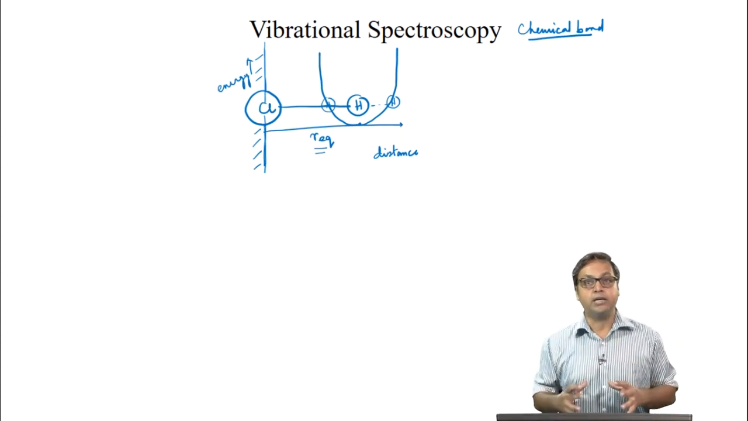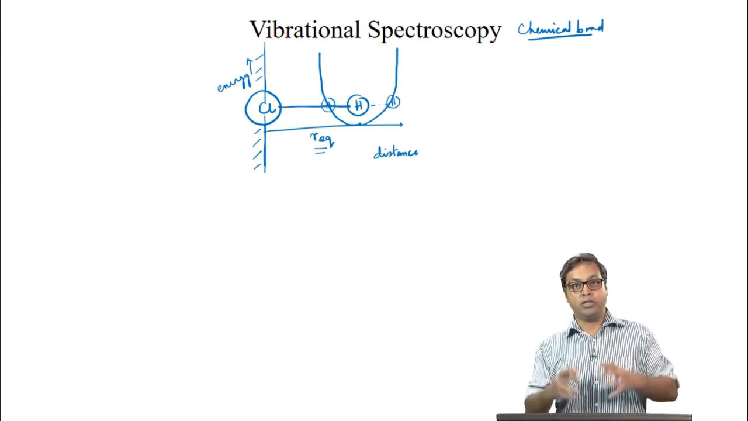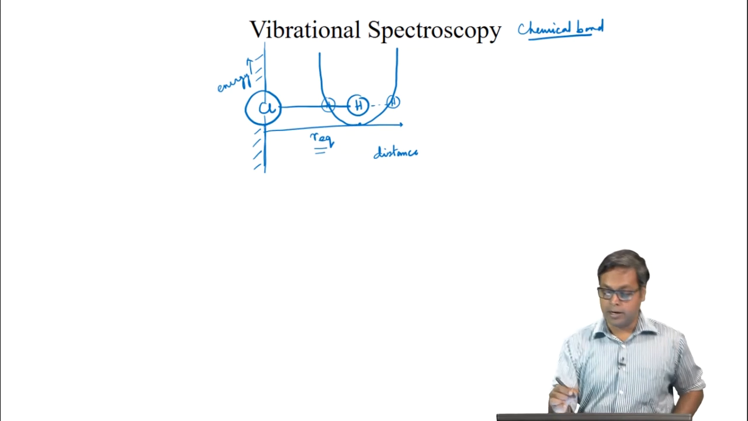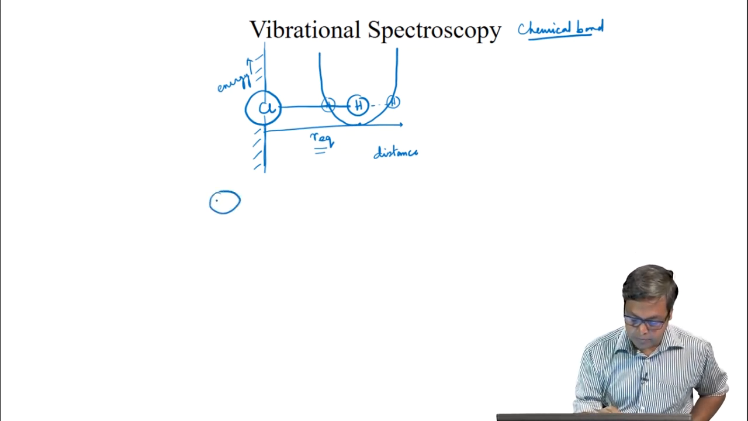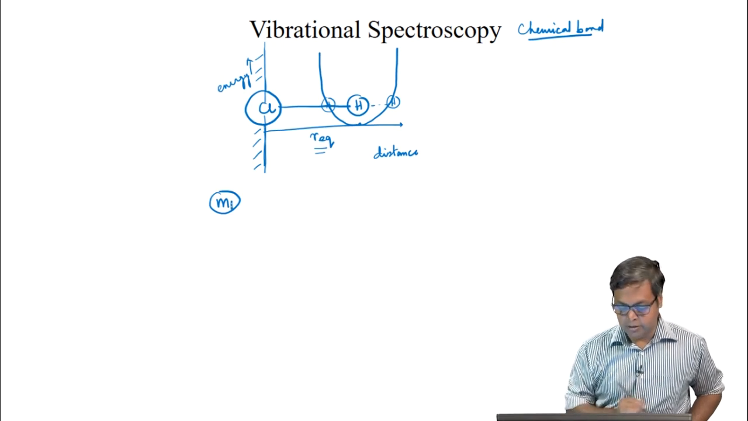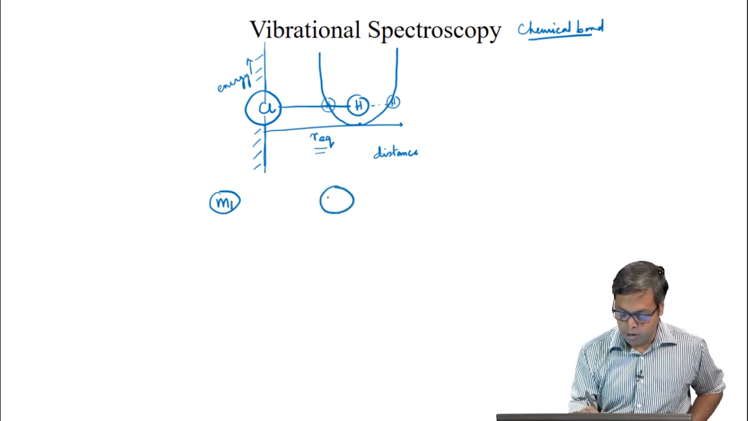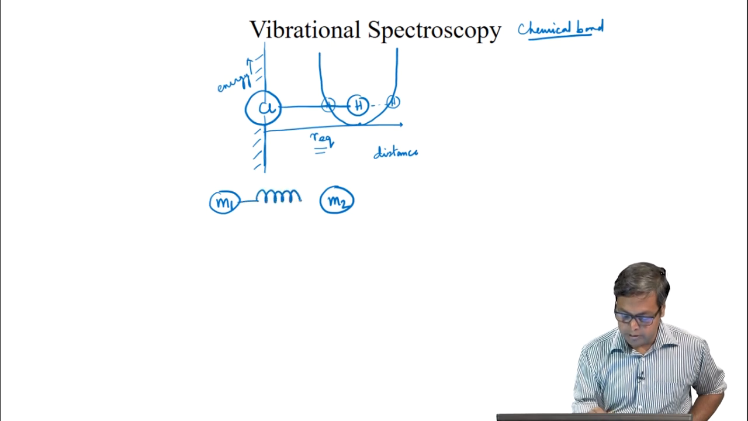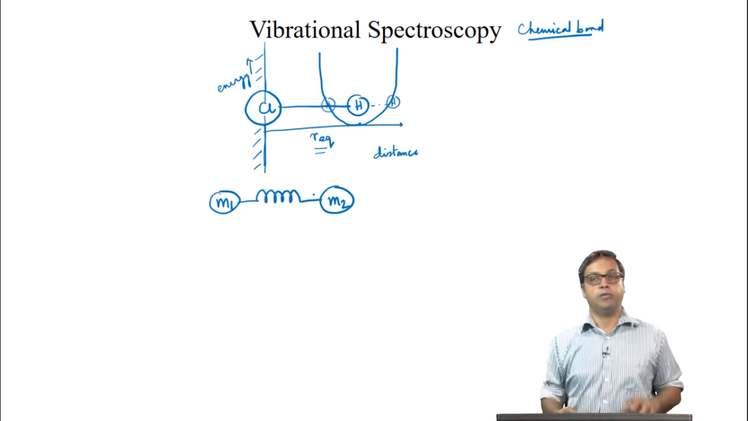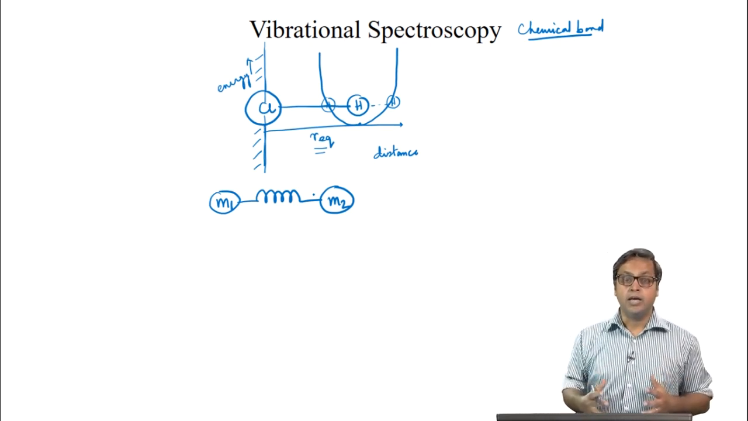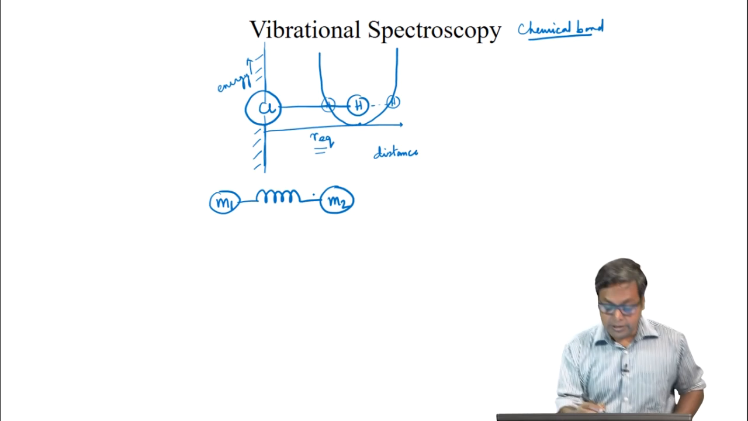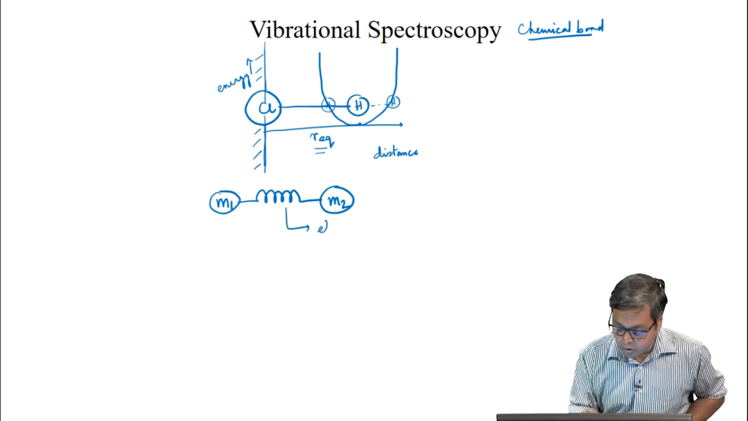So, we can think of a model where the two atoms are connected by a spring. Let us say I have two atoms, we will take a general case, I have two atoms M1 and M2 and they are connected by a spring. That means, we can think that the bond is elastic in nature.